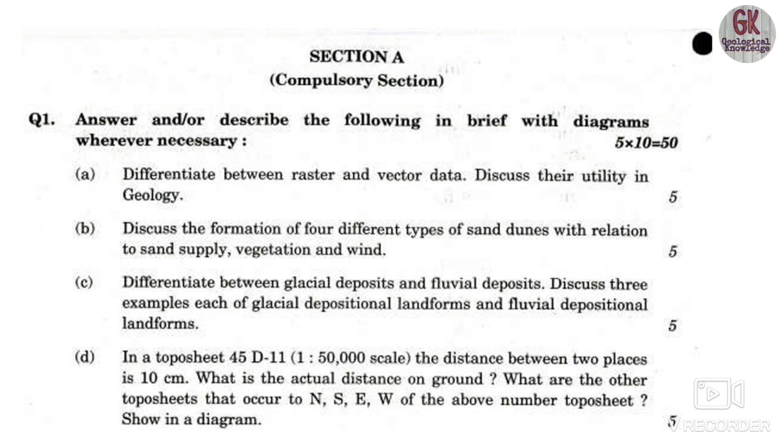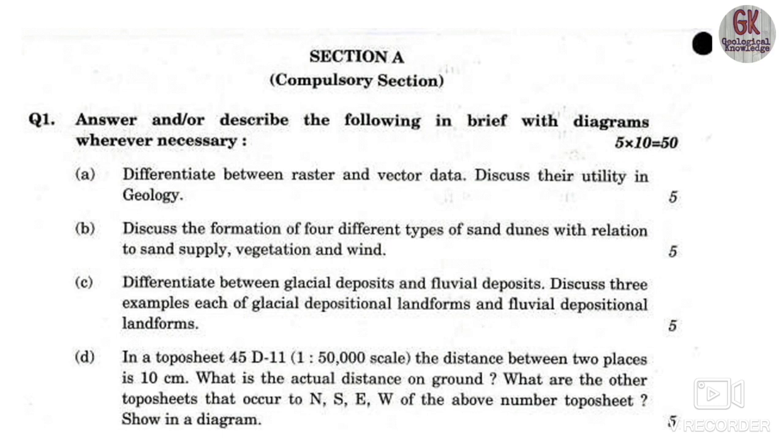Okay, and question number B: discuss the formation of 4 different types of sand dunes with relation to sand supply, vegetation and wind direction. So the question is dealing with how you have to discuss the formation of 4 types of sand dunes in relation to sand supply, means what is the supply of sand in that particular area, the effect of the vegetation in that area, and also the wind direction. You have to talk about that in detail.